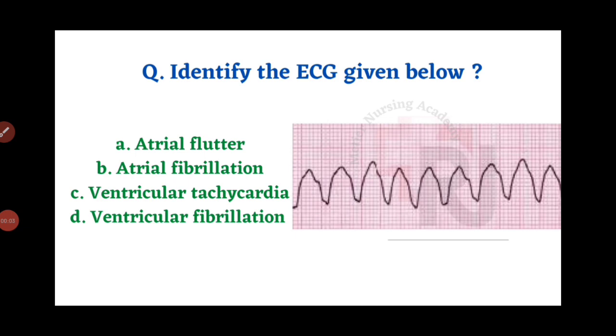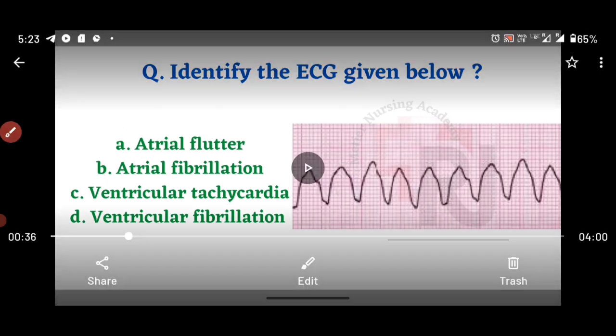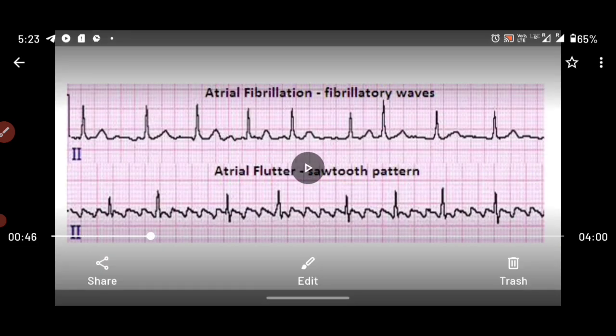Identify the ECG given below. They have given an ECG pattern and they are asking us to find out in which disease condition this ECG pattern will be present. These ECG waves are there, whether in atrial flutter, atrial fibrillation, ventricular tachycardia or ventricular fibrillation. So we need to find out in which disease condition this pattern of ECG is present. And here the right answer is option C, ventricular tachycardia. So let's see in detail why I selected this option.